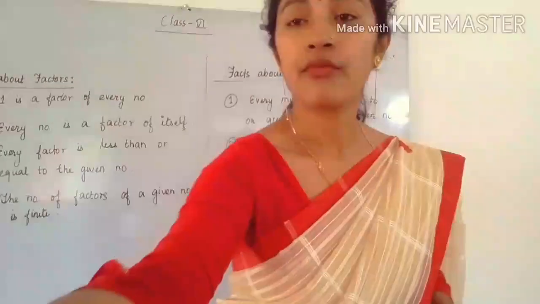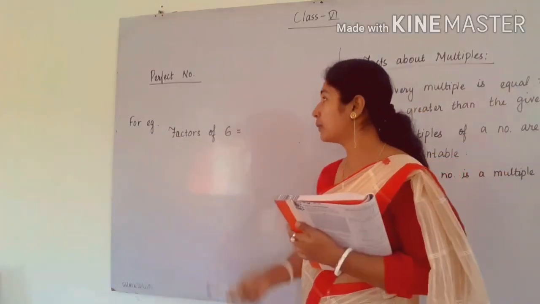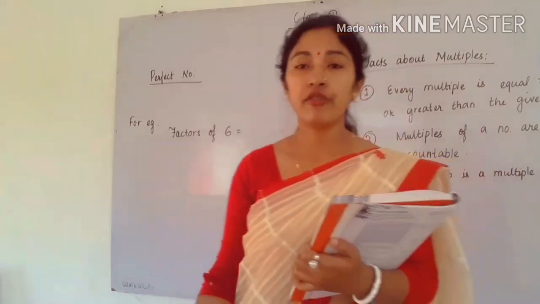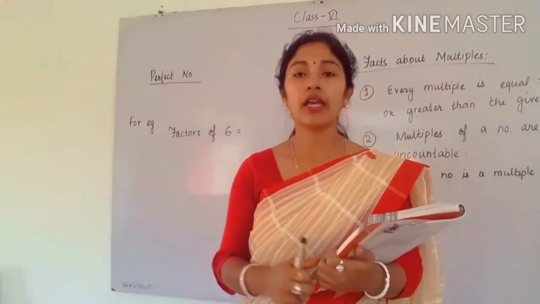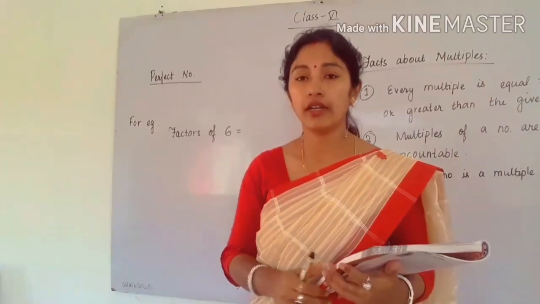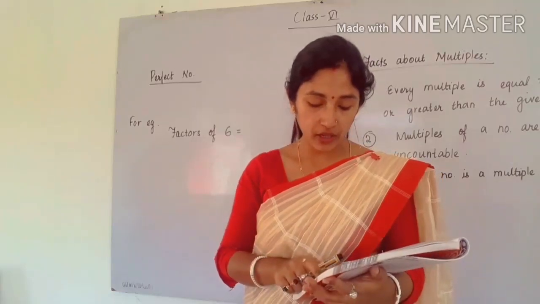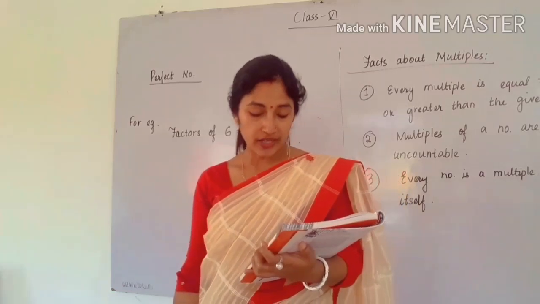Okay. So the next topic is perfect number. So what is a perfect number? See, if I take a number and find the factors of that number, and then add them, what will I get? I have to check that. The definition is: a number is called a perfect number if the sum of all its factors is equal to twice the number.